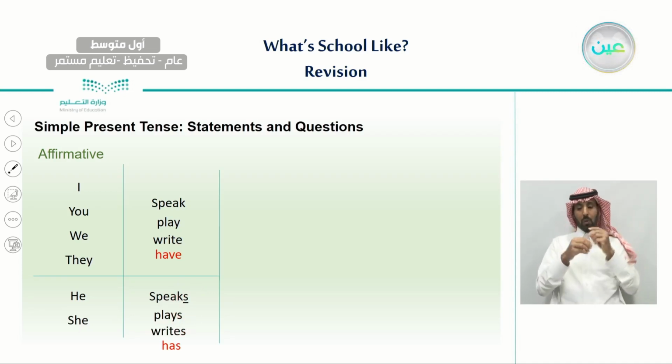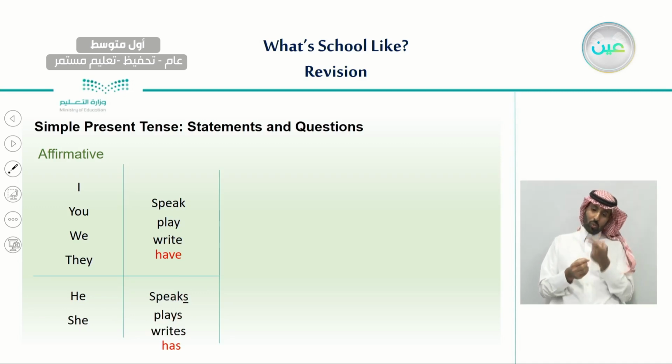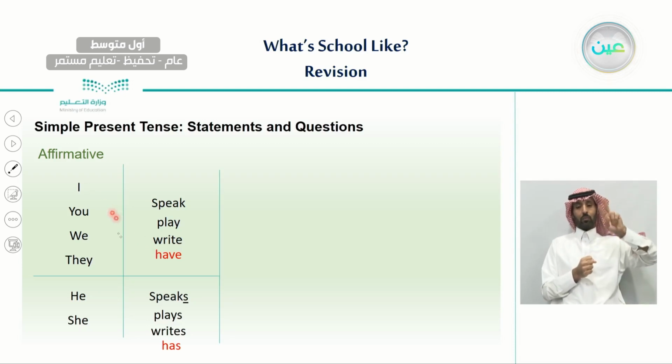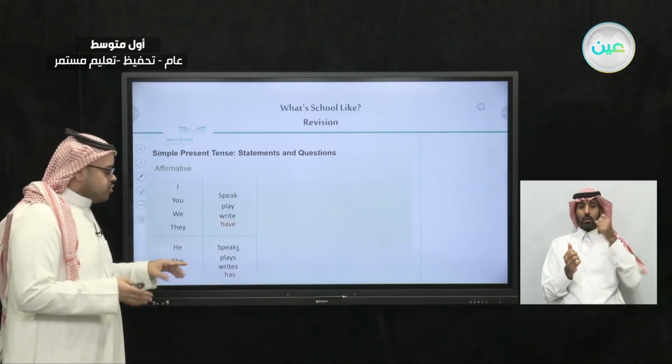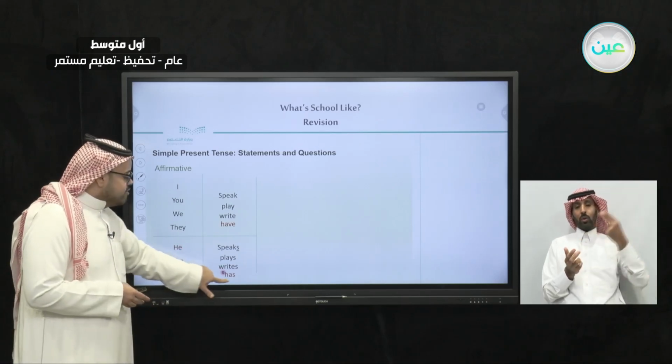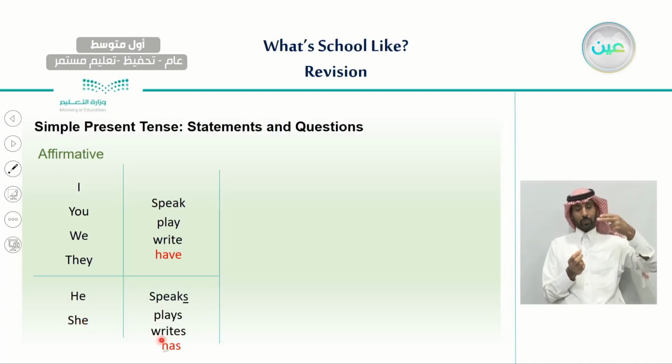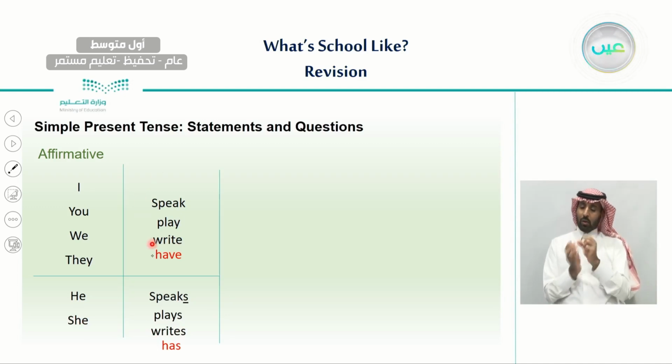But we have other verbs that we should make major changes to. For example, the verb have. When I said, for example, I have a book, you have a book. But if we want to use the verb have with the third singular pronoun, in this case, we change it to has. So the sentence will be, he has a book or she has a book. So the verbs in black are the regular verbs, and the verbs in red, we call them irregular verbs, that have their own rules.